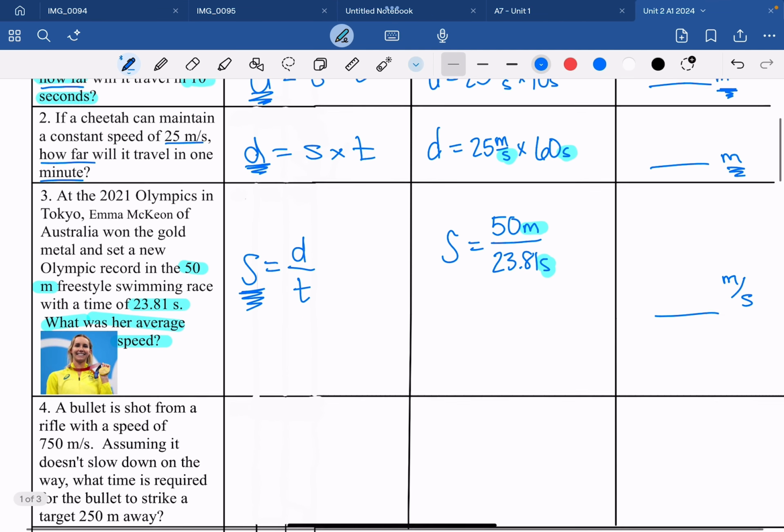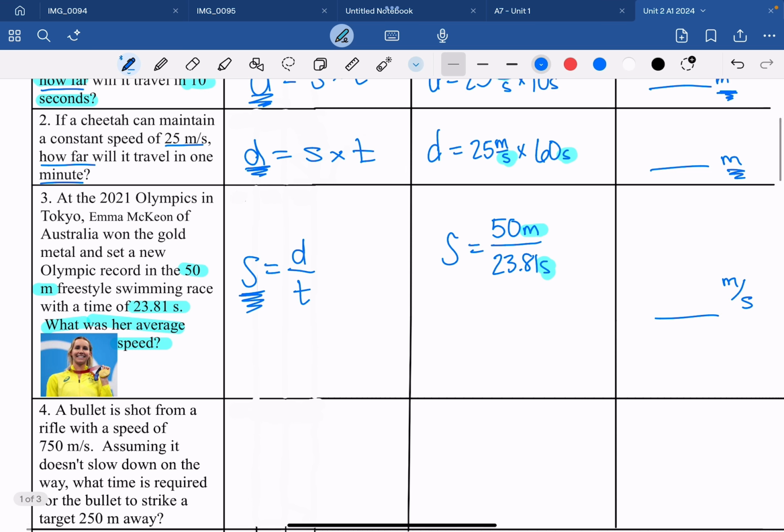Number 4, I'll show you how to do number 4, and then we'll call it. I think you guys can do the rest of them, and if you can't get them, I'll help you out when I get back, but give it your best shot. You can do it. So number 4 says, a bullet is shot from a rifle with a speed of 750 meters per second. Assuming it doesn't slow down on the way, what time is required for the bullet to strike a target that is 250 meters away?